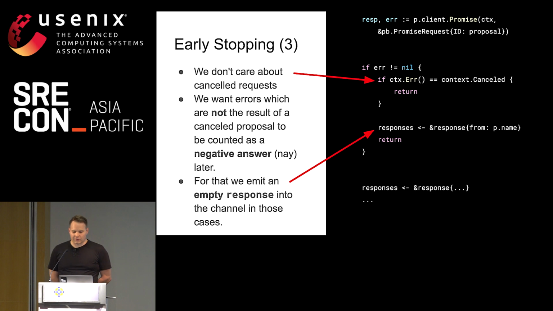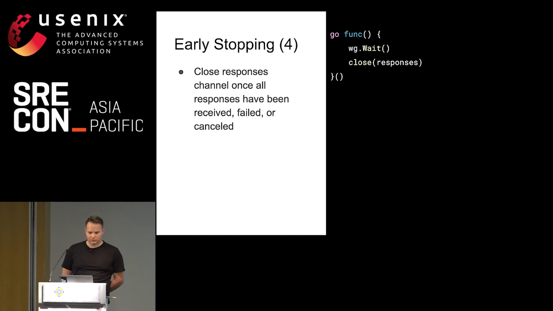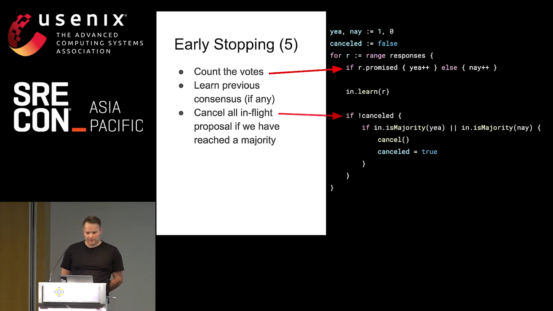So if we have the type of error that indicates a cancelled context, we want to return without putting new values into the channel, because a decision has already been made. There's no value in putting more stuff into the channel. If it's any other type of error, we want to put something in the channel because we want to count it as a no. The function that closes the channel looks the same, nothing changed here. And in the counting and learning part, there's a small change.